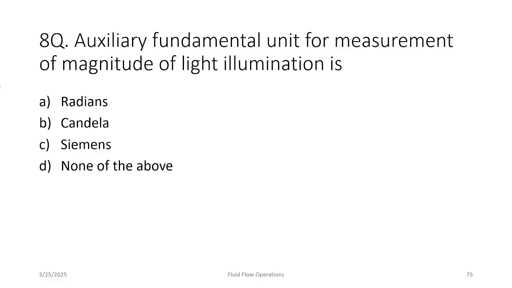Okay. Coming to eighth question, auxiliary fundamental unit for measurement of magnitude of light illumination is option A, radians, option B, candela, option C, Siemens, option D, none of the above. That is candela, option B.